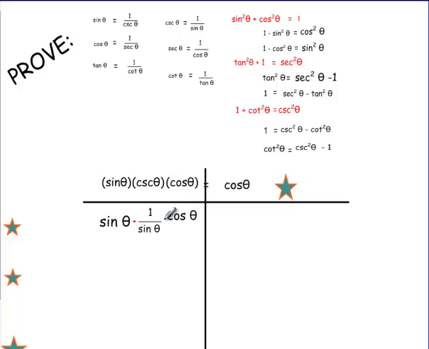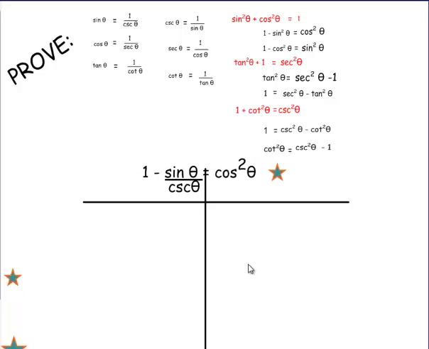When I multiply, I know that any numerator can cancel out with any denominator, leaving me with 1 times cosine. So I have cosine left, and voila, I proved this. Originally we were asking, does the left side equal the right side? And then I just proved to you that the left side does indeed equal the right side. Proof 1 completed.